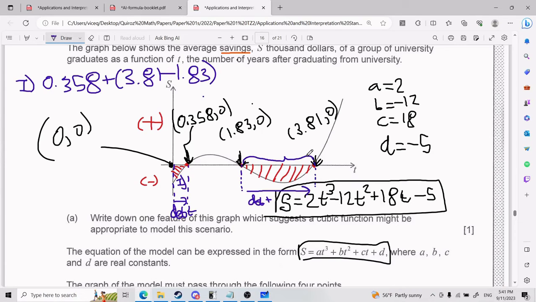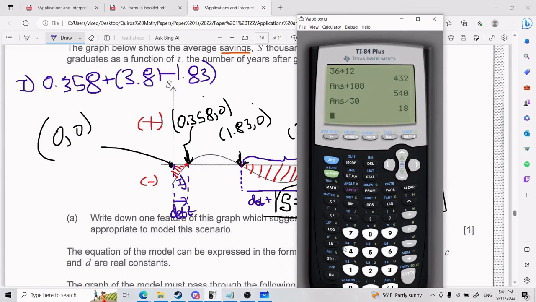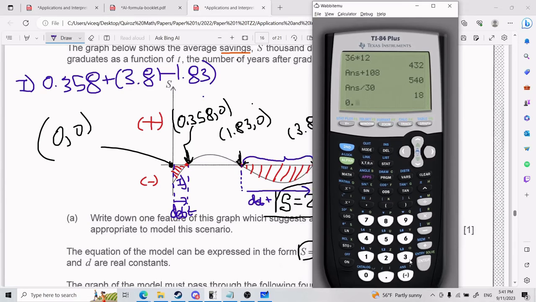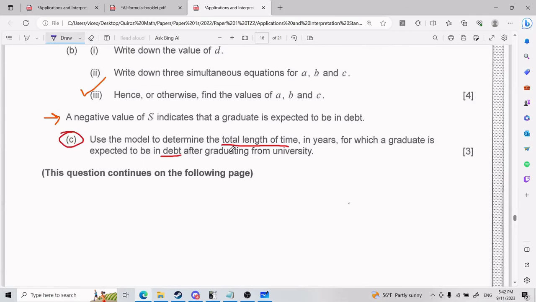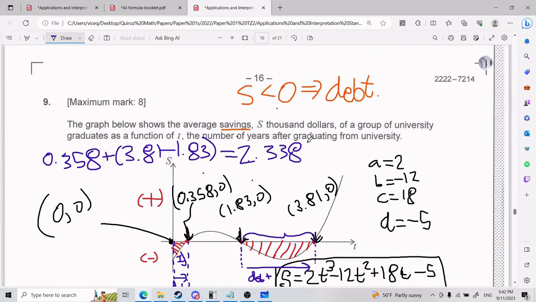All right, for finding that distance there, let's find out. So we end up with 0.358 plus 3.81. That's fine. Minus 1.83. 2.338. 2.338. So basically, using the model, the total length of time in years that he was in debt is just around 2.338 years. All right. So that is for number 9.